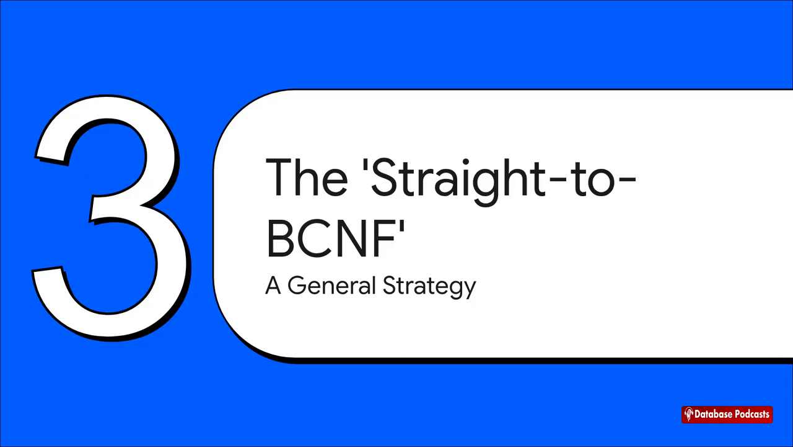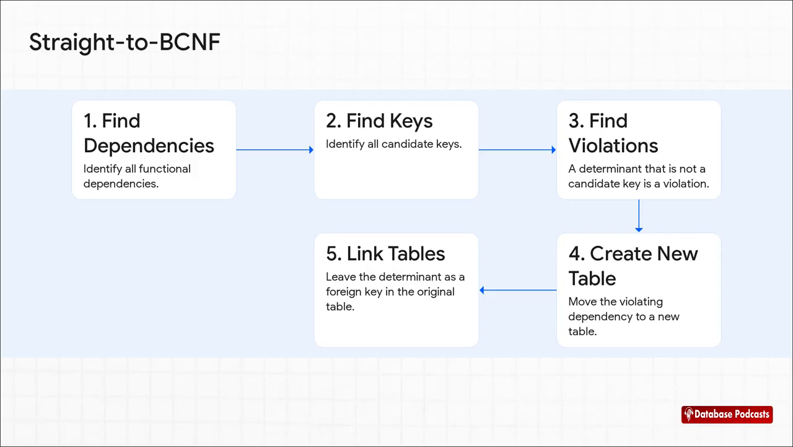You know, that step-by-step process is awesome for learning, but when you're on the job, you often just want to get to the solution. So let's talk about the shortcut, a general strategy that takes you straight to BCNF. Think of this as the professional's algorithm for a clean design. Step 1, you list out every single functional dependency you can find in your data. Step 2, you figure out all of the possible candidate keys.